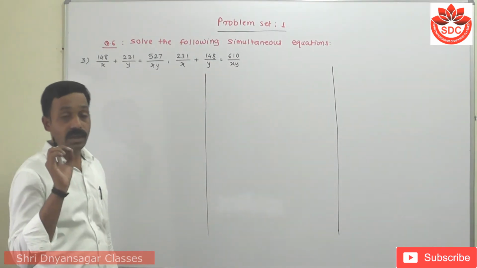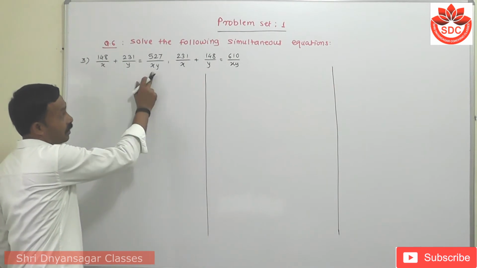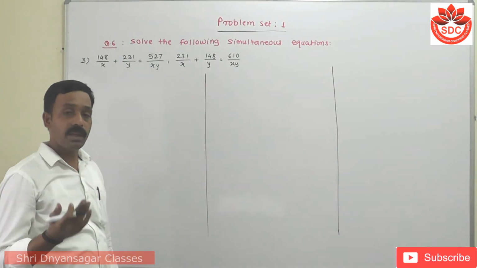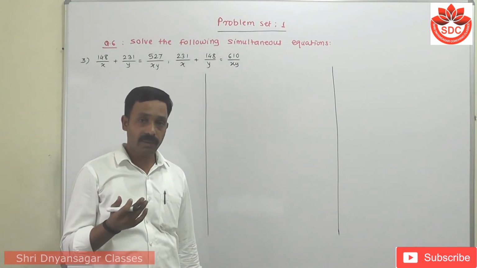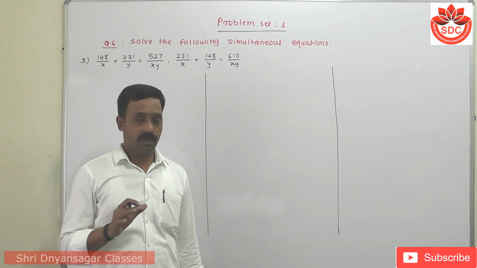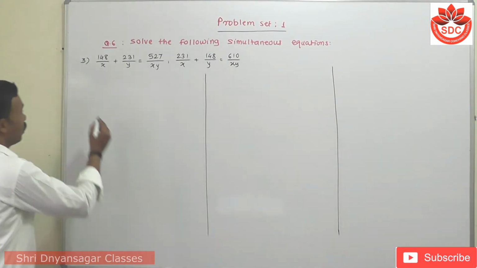That means we want to remove this denominator first. Now the LCM of these is xy, and this is also xy. So we can multiply both equations by xy, then this gets cancelled. We have to get simple equations. Now then how to solve? Let's see here. Solution.